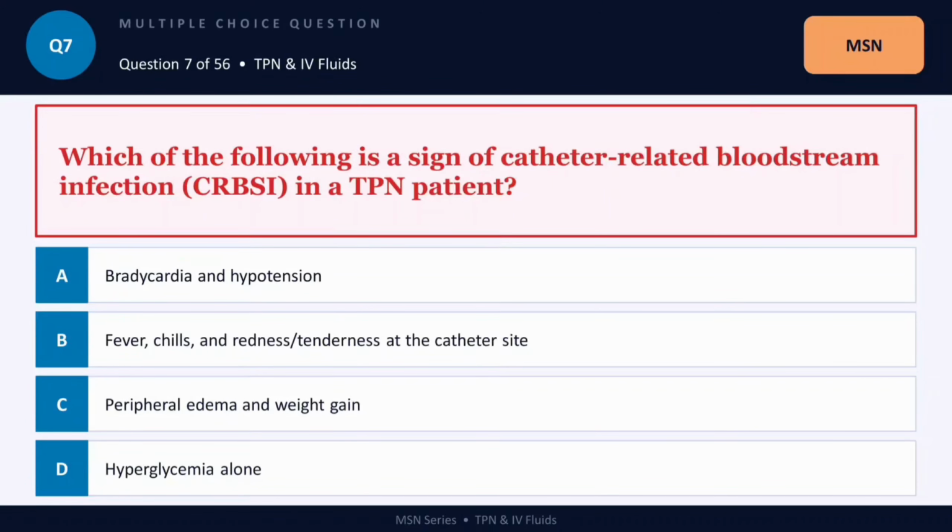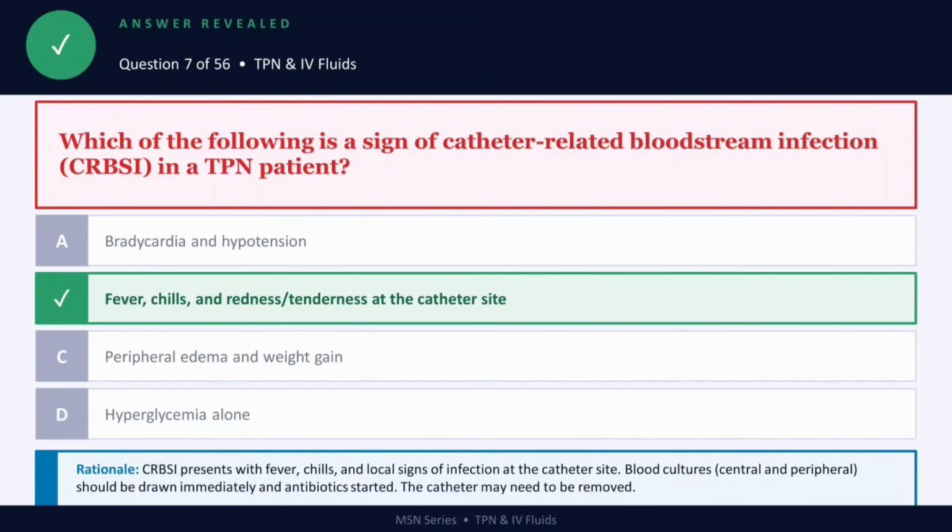Question number 7. Which of the following is a sign of catheter-related bloodstream infection in a TPN patient? Option A. Bradycardia and hypotension. Option B. Fever, chills, and redness or tenderness at the catheter site. Option C. Peripheral edema and weight gain. Option D. Hyperglycemia alone. The correct answer is option B.